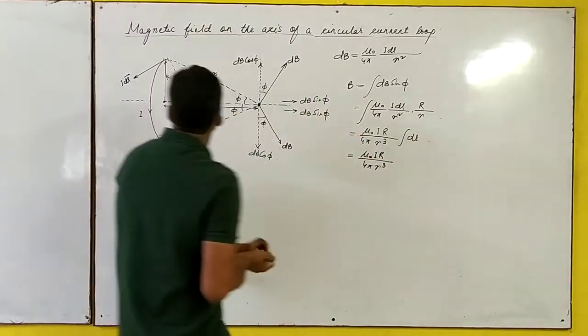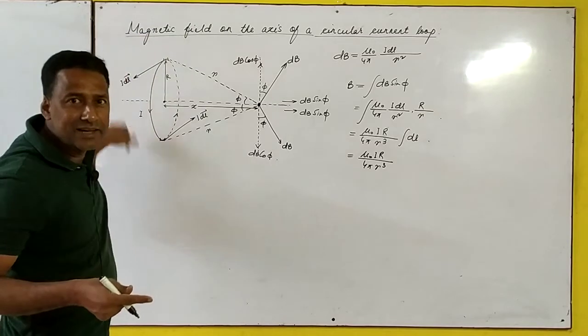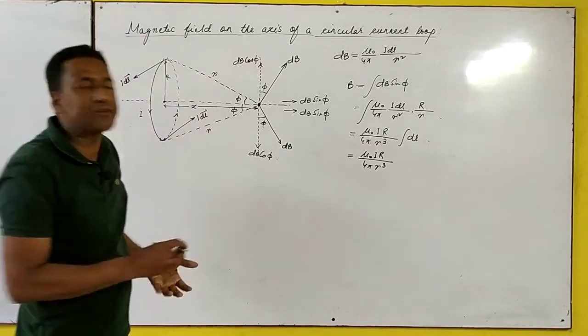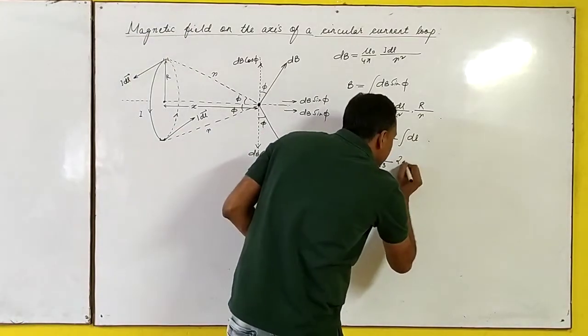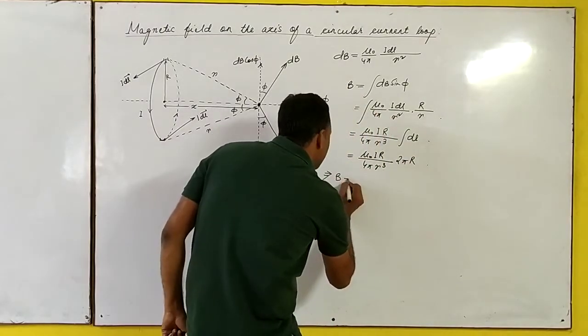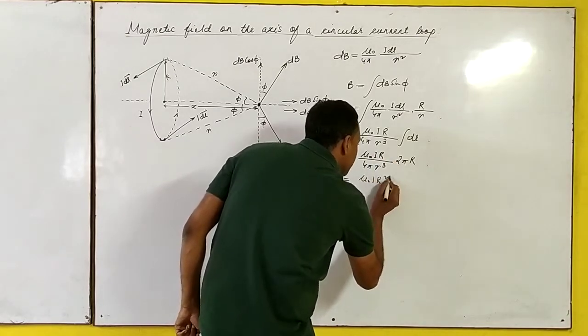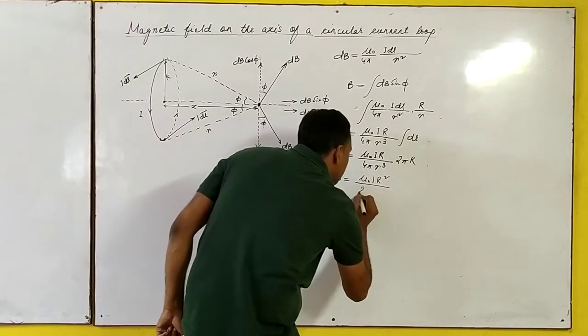And the integration of dl, you have just chosen a small element of length dl. If you integrate, you will get the total length of the loop. Total length of the loop means what? The circumference of the circle, twice pi R. So finally we get the magnetic field B equal to mu naught I R into R, it becomes R square, divided by twice, 4 pi cut 2 is there.